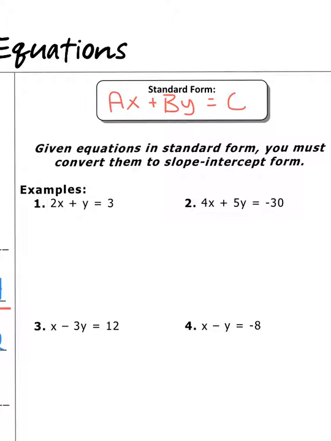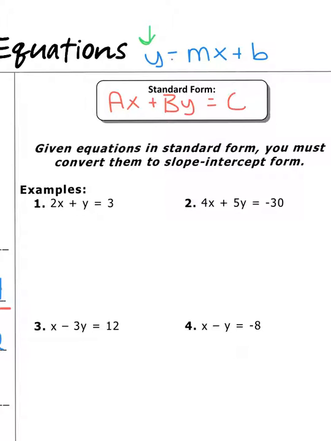So if we look down at number 1, we have 2x plus y equals 3. Okay. In slope-intercept form, we have y equals mx plus b. Okay. So we want to get y by itself on the left side. Okay, so in order to do that, we're going to have to rearrange our equation. We know how to do that. We've done that a lot when we're solving for specific variables. Okay, so we're going to be working to get y by itself.